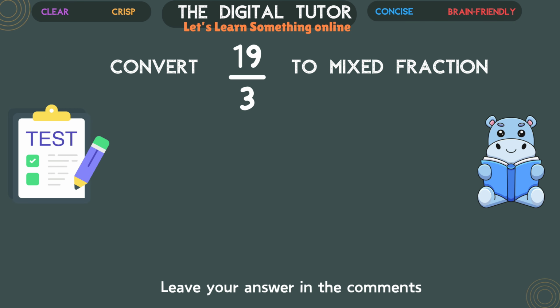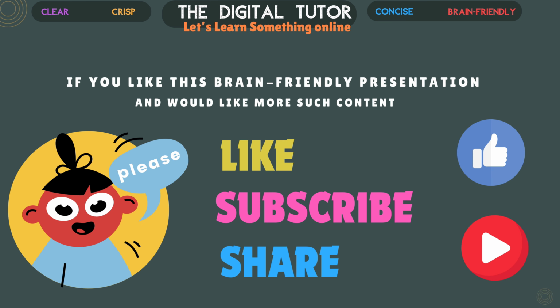So now a test for you. Try to convert 19/3 into a mixed fraction and leave your answer in the comments.